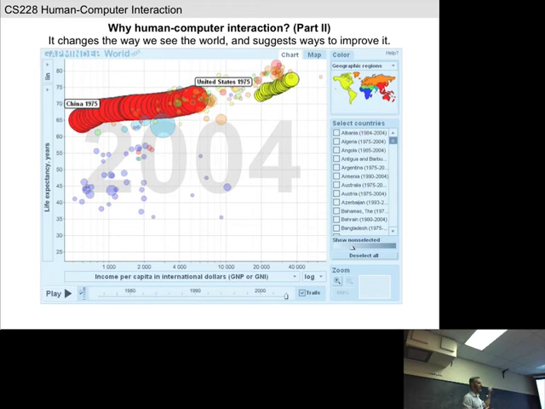There are many other visual metaphors that are hidden in Gapminder. Who can give me one more? What's another visual metaphor here? Something about the way this visualization is created that gives you more information. Yes?